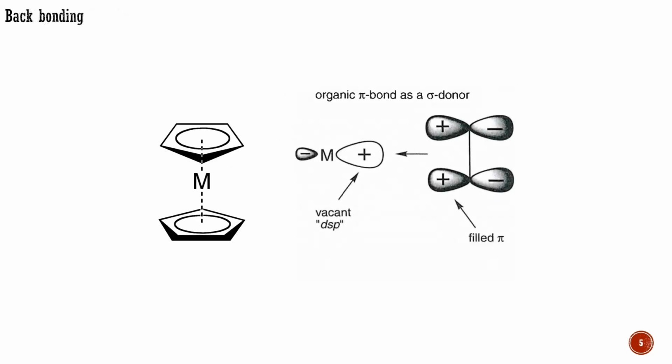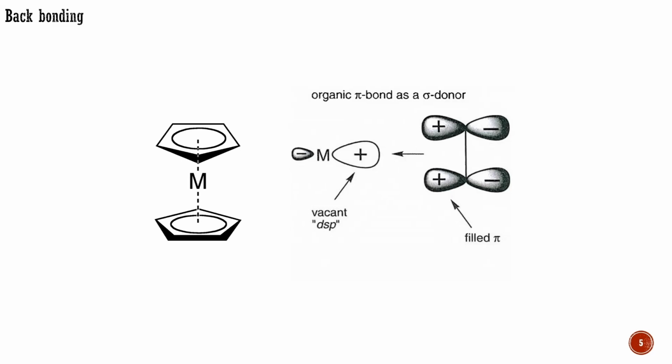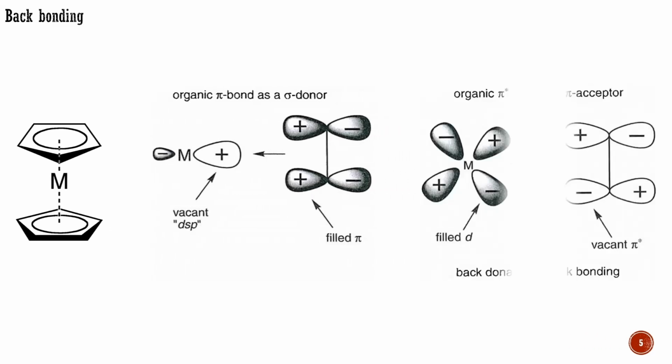Unsaturated organic ligands, such as alkenes, alkynes, arenes, carbon monoxide, and isonitriles, which have pi antibonding orbitals, bond somewhat differently. They, too, form sigma bonds by overlap of their filled pi bonding orbitals with the vacant dsp hybrid orbitals of the metal. In addition, filled d orbitals of the metal can overlap with the vacant pi antibonding orbital of the ligand, back-donating electron density from the metal to the ligand.